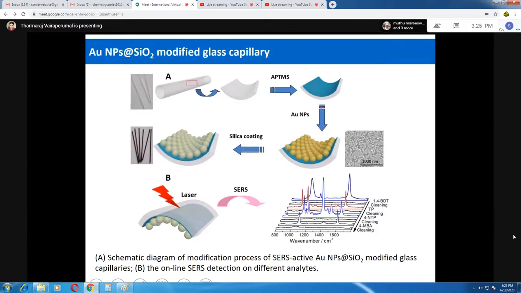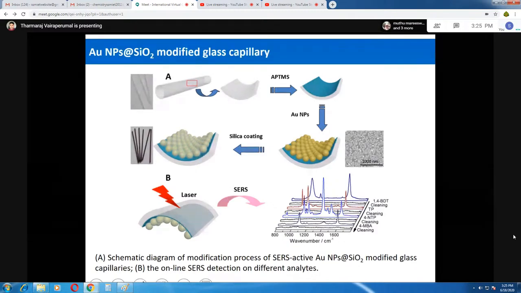In a sense, it allows multiple analyses and is a multiple-reusable SERS substrate. Another thing is that different kinds of analytes will show different signals.